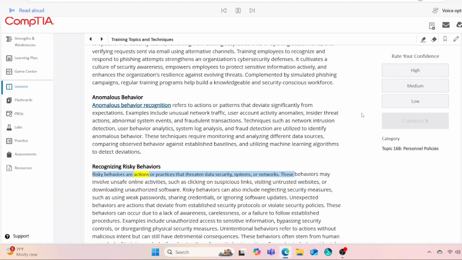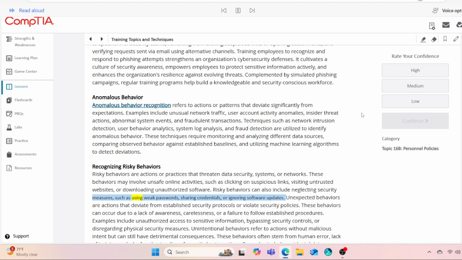Recognizing risky behaviors. Risky behaviors are actions or practices that threaten data security, systems, or networks. These behaviors may involve unsafe online activities, such as clicking on suspicious links, visiting untrusted websites, or downloading unauthorized software. Risky behaviors can also include neglecting security measures, such as using weak passwords, sharing credentials, or ignoring software updates.